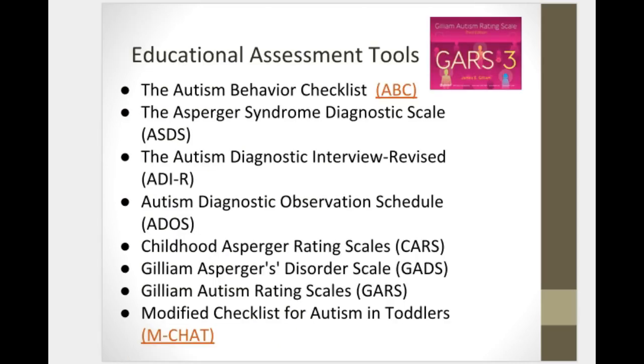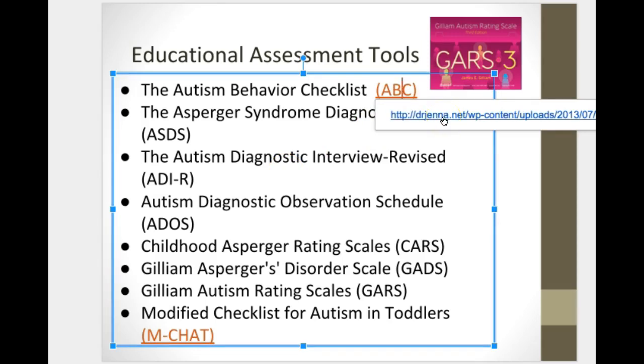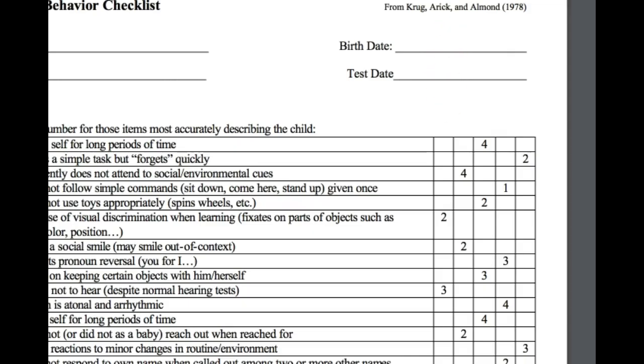Different tools. I'm going to just show you a couple because you can Google any of these and probably pull up the checklist, because autism is diagnosed through checklists. It's not a normed test. So I'm going to show you first the autism behavior checklist, which is usually used for older kids. And I'm just going to show you briefly a couple of the elements on the checklist.